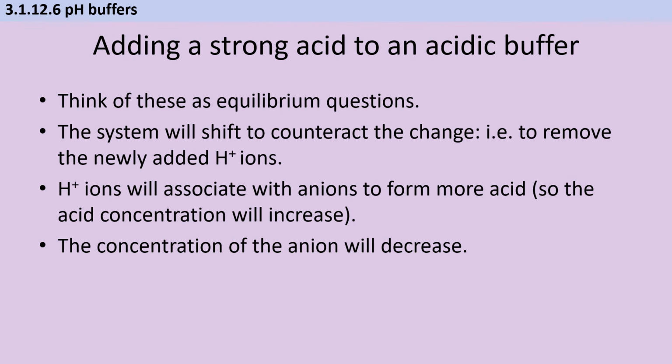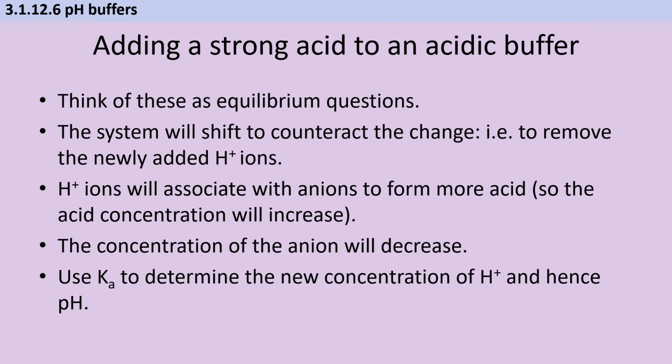And the only way that it can do that is by those hydrogen ions associating with anions to form more of the acid. So this time around, the acid concentration is going to increase and the anion concentration is going to decrease. But apart from that, your whole method is going to be exactly the same as in the previous examples. You're still going to end up with the hydrogen ion concentration by using the acid dissociation constant Ka, and then once you have that, you can calculate pH.